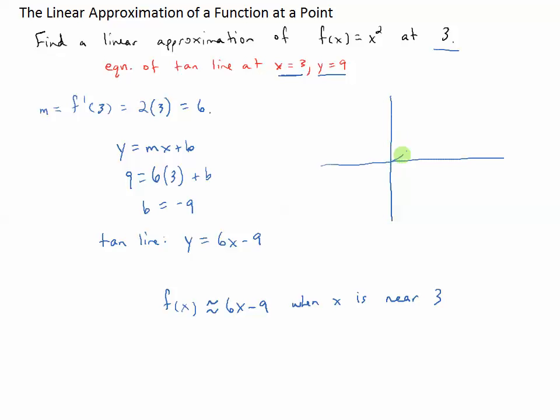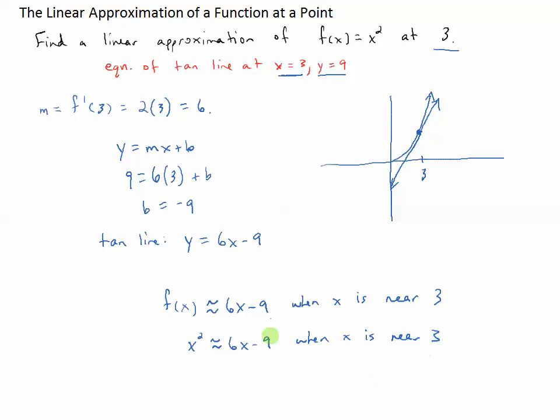Okay, so if you drew a picture of this, x squared looks like this, of course, on the right side here. And when x is 3, we've got a tangent line that looks like this. Whenever x is near 3, the tangent line is very close to the original function x squared. So x squared is f of x. x squared is approximately equal to 6x minus 9 when x is near 3.